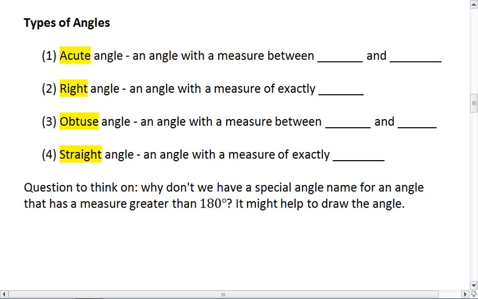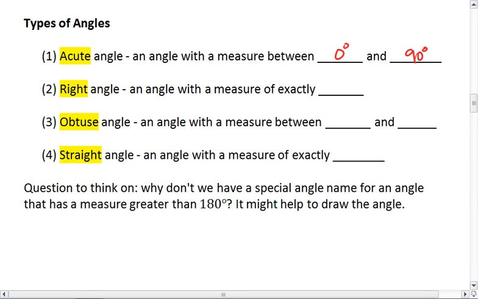Now let's talk about the special types of angles you can have. An acute angle is going to be an angle with a measure between 0 degrees and 90 degrees. So it's anything from being completely closed to a right angle. Anything in between. A right angle has an angle with a measure of exactly 90 degrees.